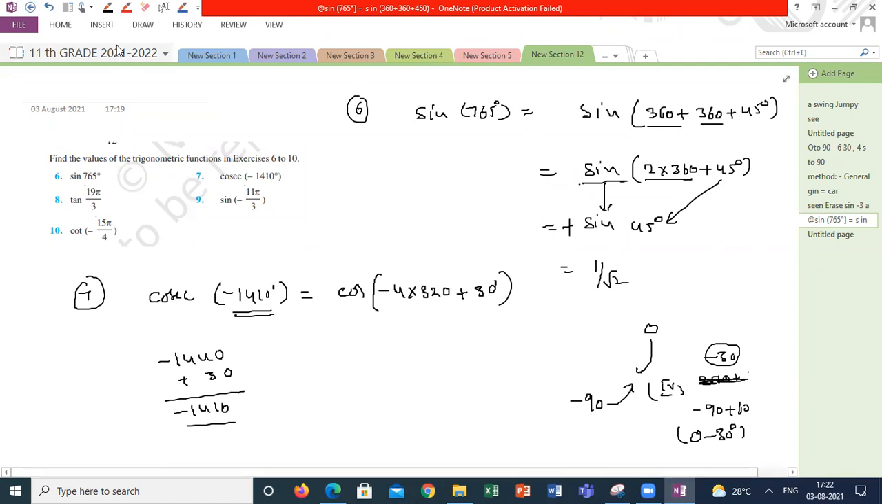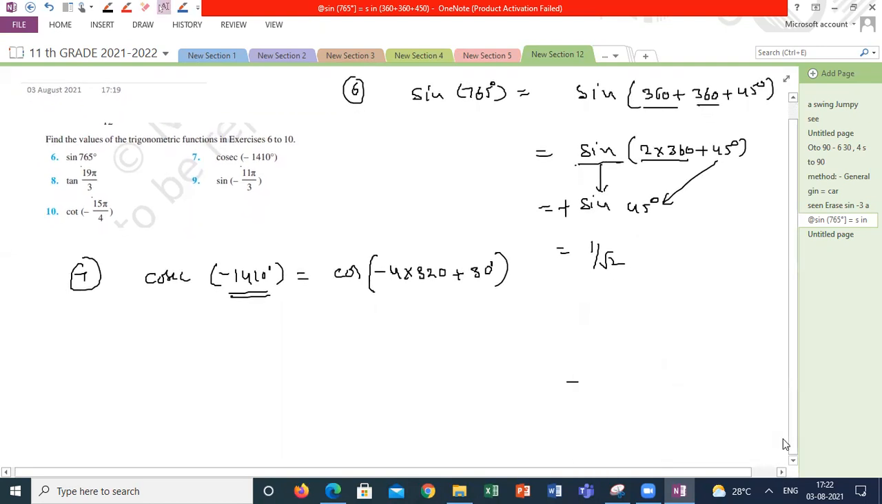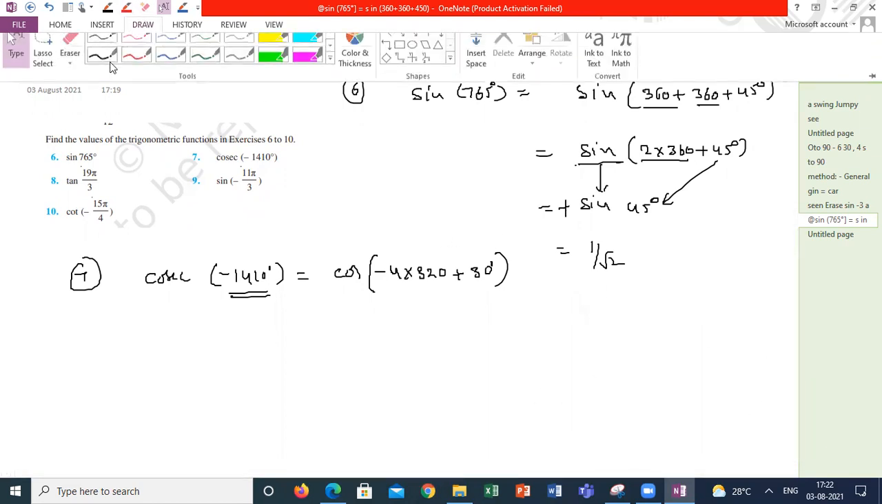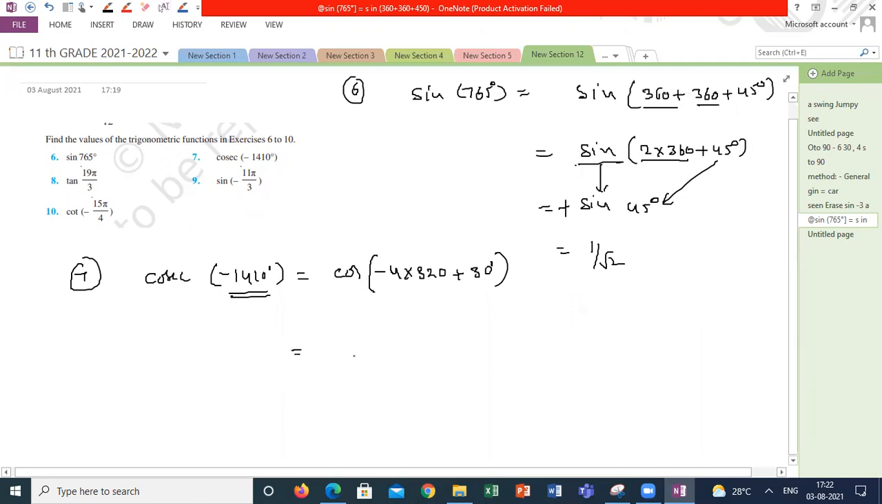What is the meaning here? Anyone? Which quadrant is it lying in? It is lying in which quadrant, guys? First quadrant, sir. Sorry? I will explain here. Sir, is it the fourth quadrant? Think again. Is it the fourth quadrant or the first quadrant? Sir, clockwise direction, right? Yes.